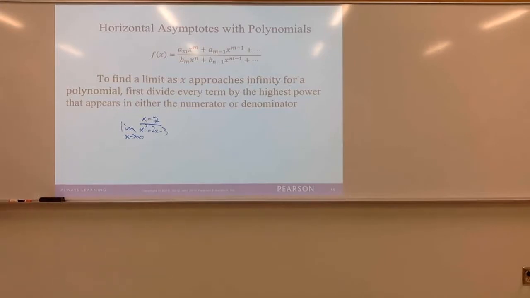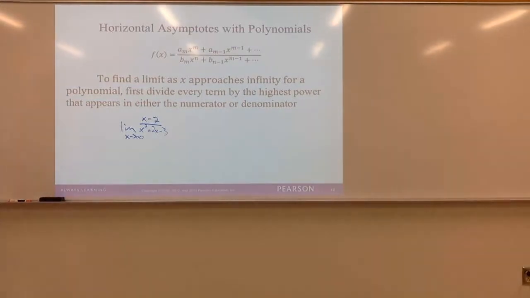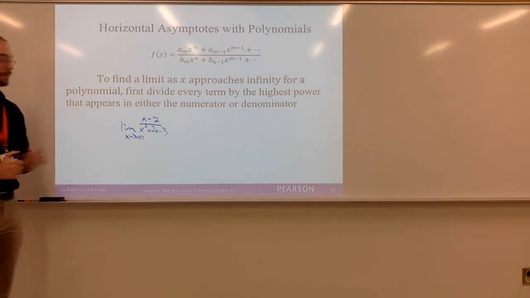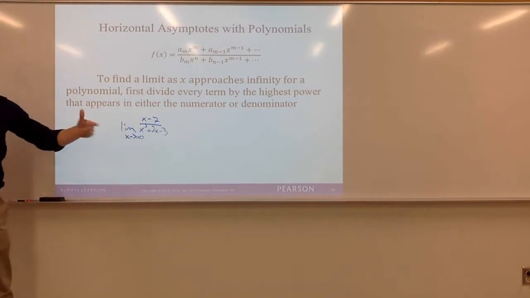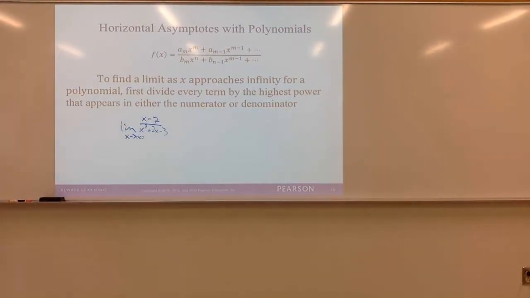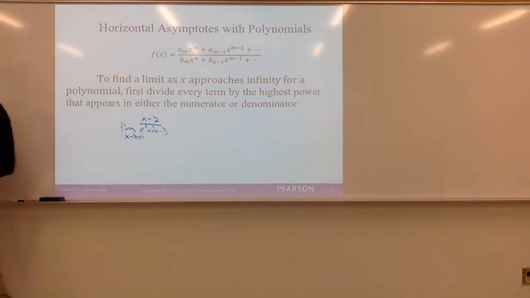Okay. If I've got a rational function like this, where both the numerator and denominator are polynomials, what I want to do is divide every single term by the highest power that appears in either the numerator or denominator. So in this example, the highest power that I see is the second power. So I'm going to divide every single term by x to the second power.